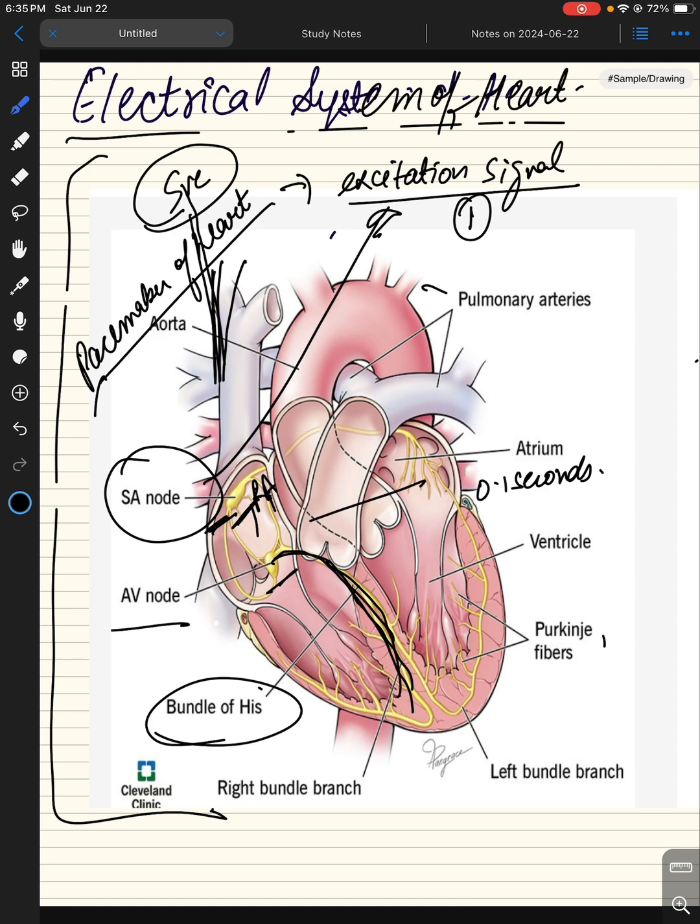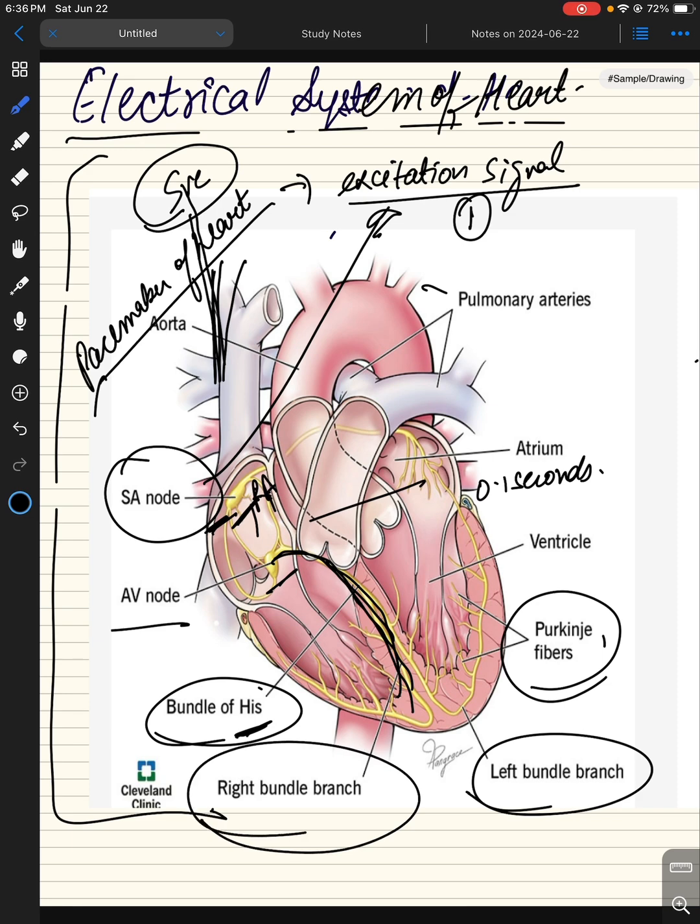This fiber bundle receives the electrical signal from the AV node, and the bundle of His will carry the signal to the Purkinje fibers further on. Bundle of His has the left bundle branch and the right bundle branch. On your right side in the diagram you can see the left bundle branch, because the heart is always opposite in the diagram. Don't get confused. On your left side you can see the right bundle branch.